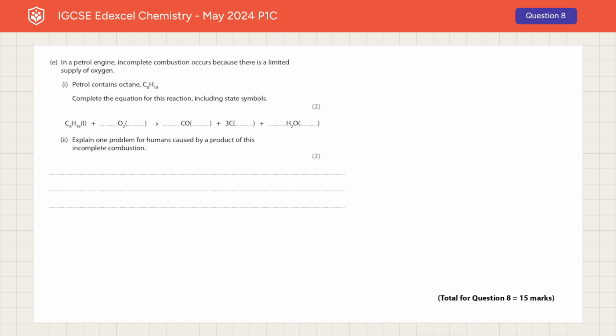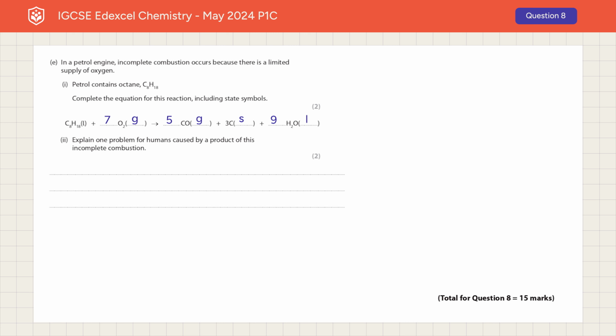Now, part E, the real world isn't perfect. In a petrol engine, there's often a limited supply of oxygen. This leads to incomplete combustion. Take octane, C8H18. Instead of forming just CO2 and H2O, it produces a nasty mix. For this specific equation, we balance it to get C8H18 liquid plus 9O2 gas goes to 5CO gas plus 3C solid plus 9H2O gas.